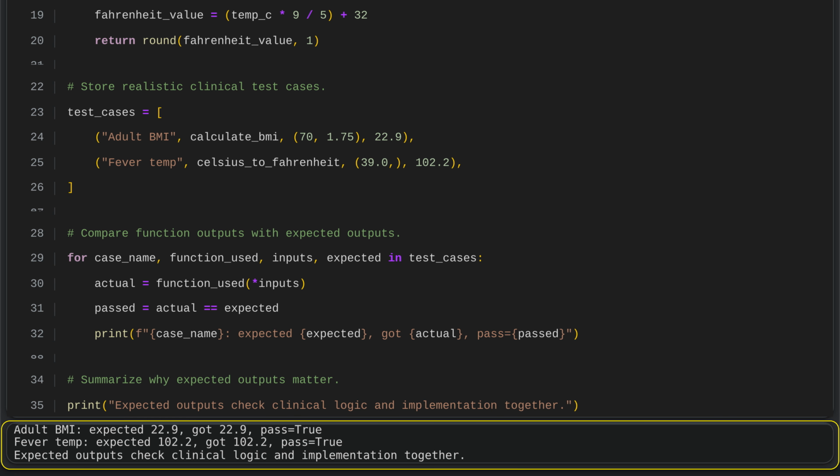The script defines functions to calculate body mass index and convert Celsius to Fahrenheit, then checks them with known test cases. It compares each function's result with the expected value and reports whether the test passed. This shows how expected outputs help verify that clinical calculations and their implementations are working correctly.